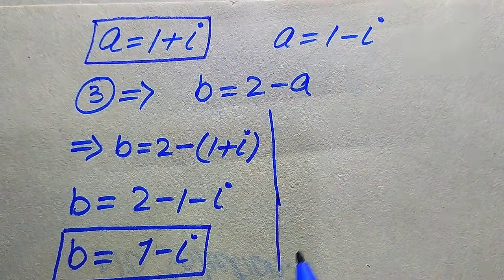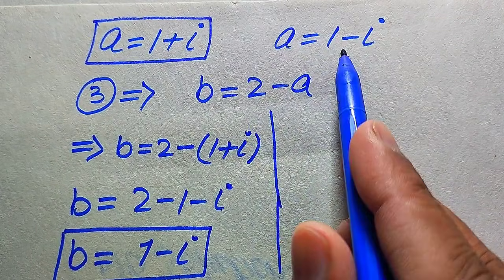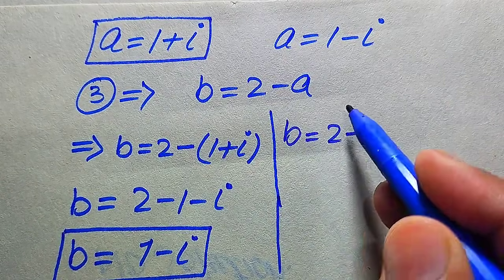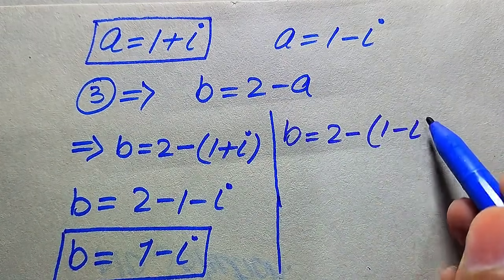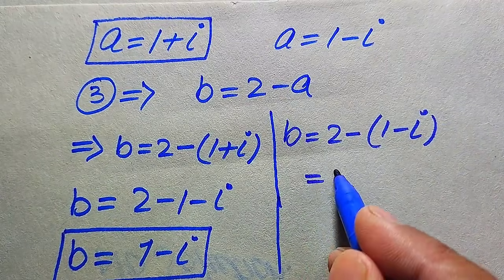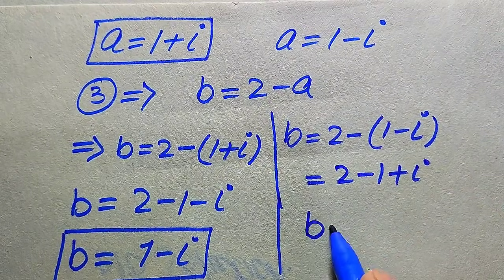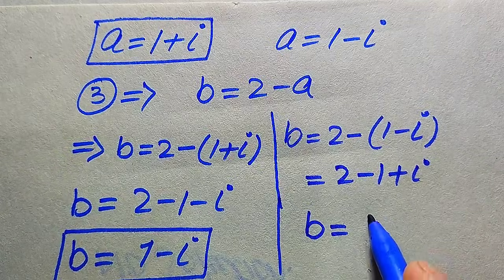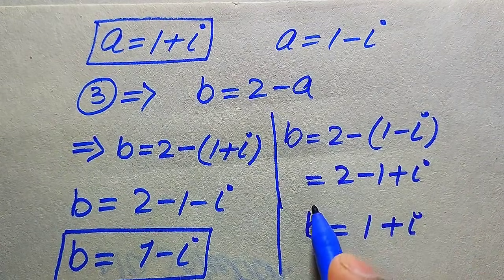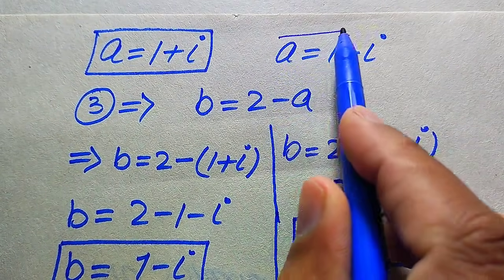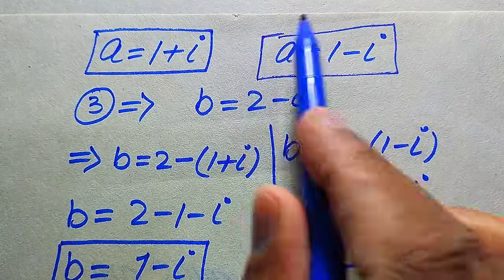And now in the same pattern, we find the value of b from this value of a, and when you put this here, it becomes b equals 2 minus a. The value of a in this case is 1 minus iota, and we get 2 minus 1 plus iota, and we easily get the value of b equals 2 minus 1, which becomes 1 plus iota. This is the value of b which we get here. The corresponding value of a is this one.